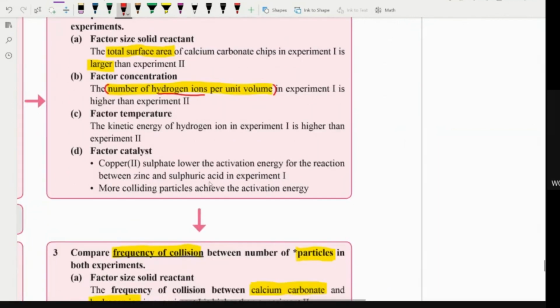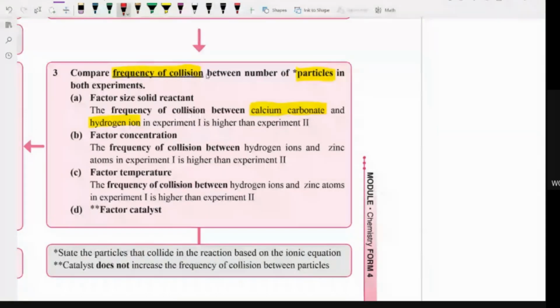Okay, point number 3, frequency of collision. The frequency of collisions between the hydrogen ions and zinc atoms, right? It's already discussed. Zinc atoms. You cannot use the particles. A lot of students write the frequency of collisions between the particles in experiment 1 is higher. You cannot use the particles. You must specify the particles that collide.